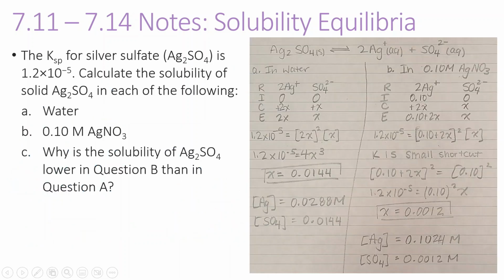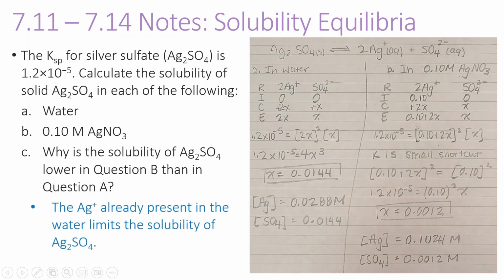We see that the solubility of silver sulfate is less in the presence of silver nitrate than it is in pure water. So the silver that is already present in the water is going to limit the solubility of the silver sulfate. So we can compare the values that we got, and we see that it is much lower in this experiment.